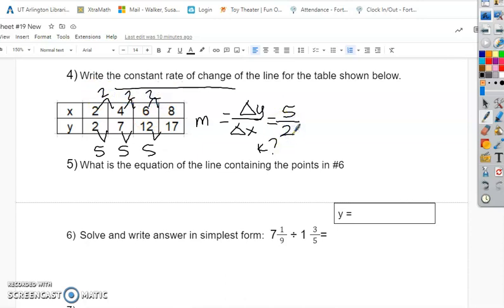And that's it. If it says constant rate of change, that's your answer. Okay. But number 5 says, what is this equation? It says number 6. I'm going to switch that before I print it. That should be number 4.